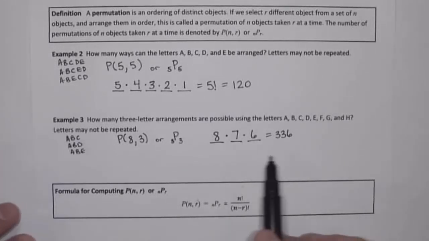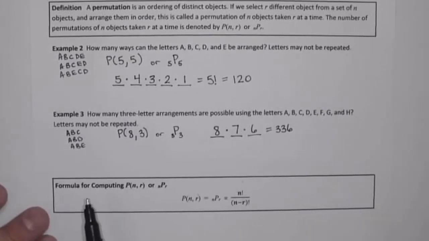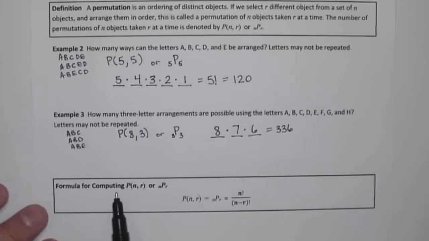Now, this idea leads to a formula for computing permutations. The formula for computing permutations, P(n, r), or our second notation, P with a subscripted n in front and a subscripted r in back, both of these notations represent the number of ways that we can order n objects if we're choosing r of those n objects. So again, this is a permutation of n choosing r.